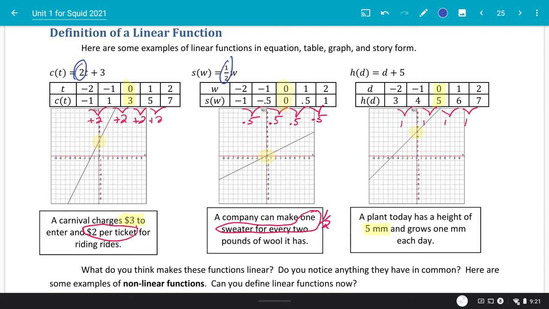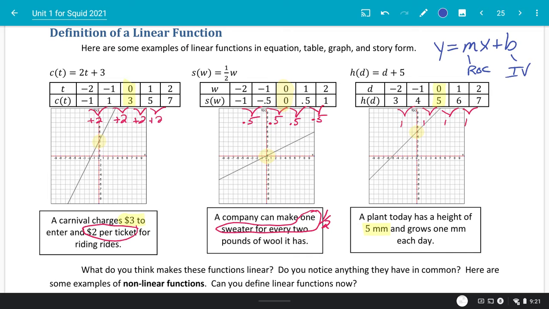It's not. When we're dealing with linear functions, the most common way we see it is y equals mx plus b, where m is the rate of change and b is the y-intercept or initial value.